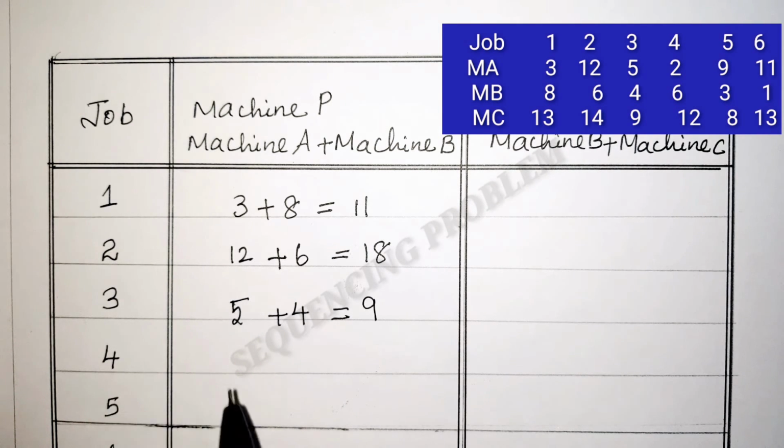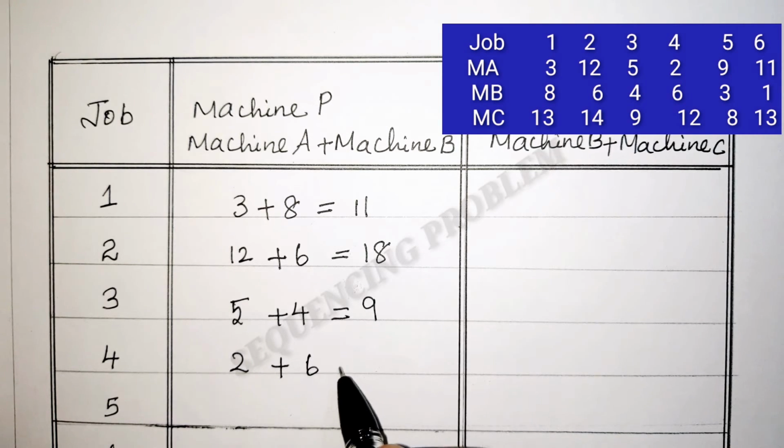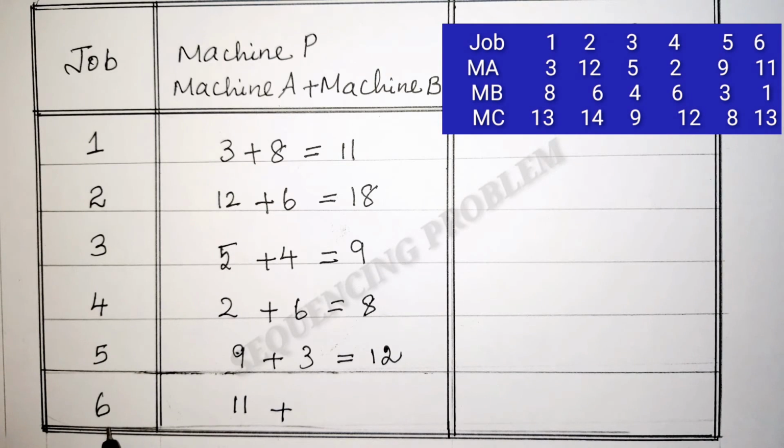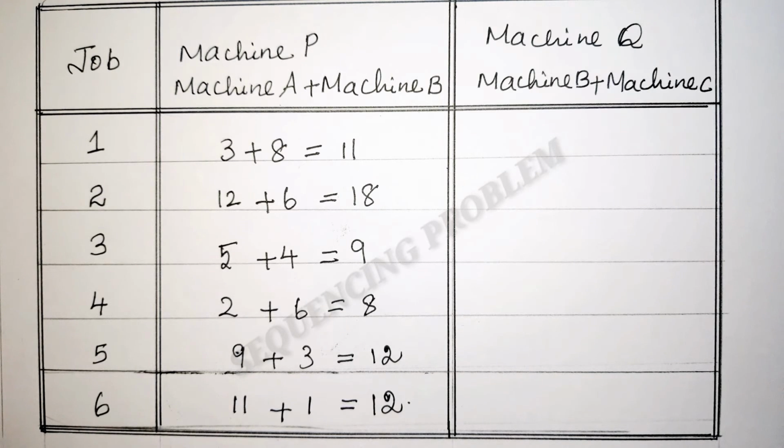And for job 4, machine A value was 2 and machine B value was 6, so the total is 8. For job 5, machine A value was 9 and machine B value was 3, so the total is 12. For job 6, machine A value was 11 and machine B value was 1, so the total is 12. The first machine values are done.